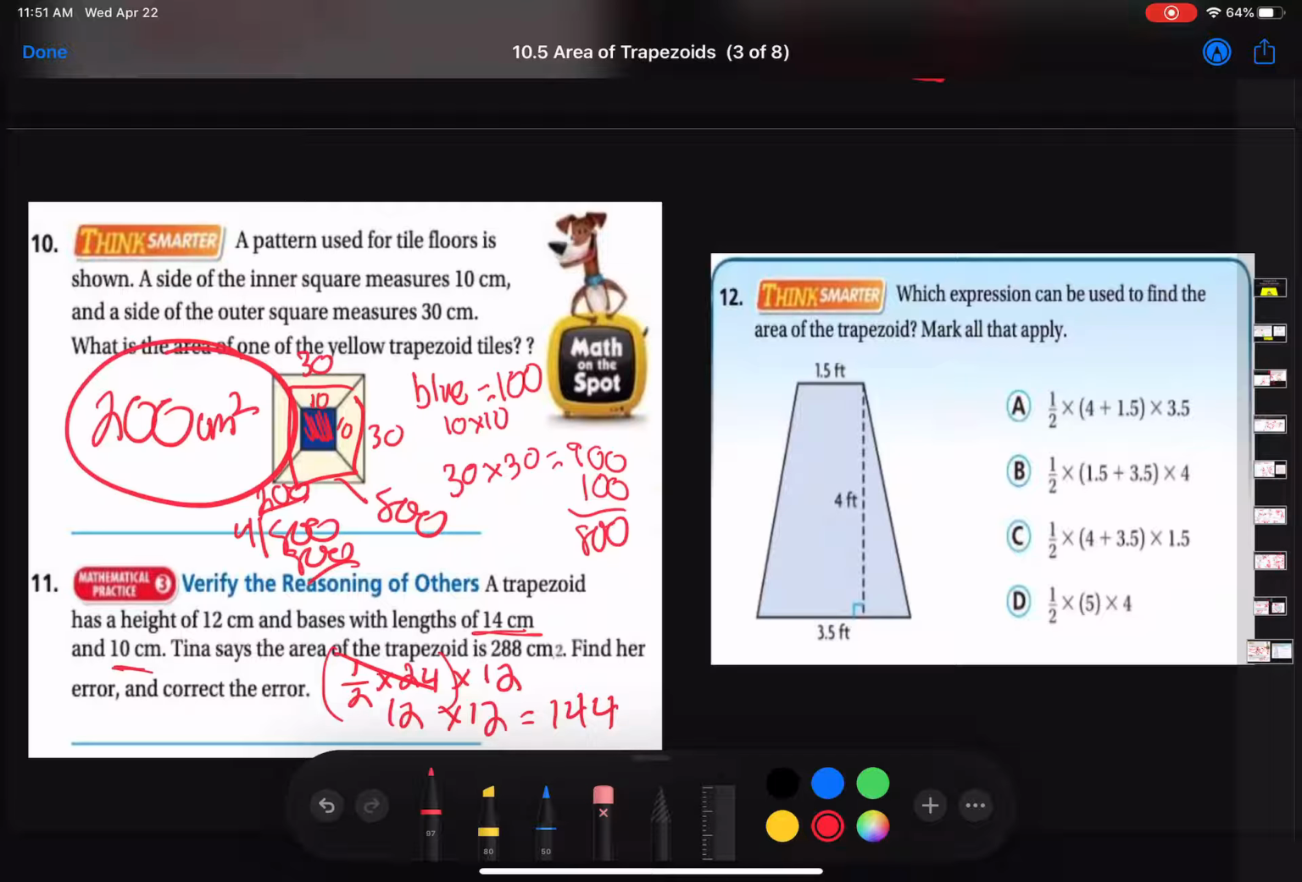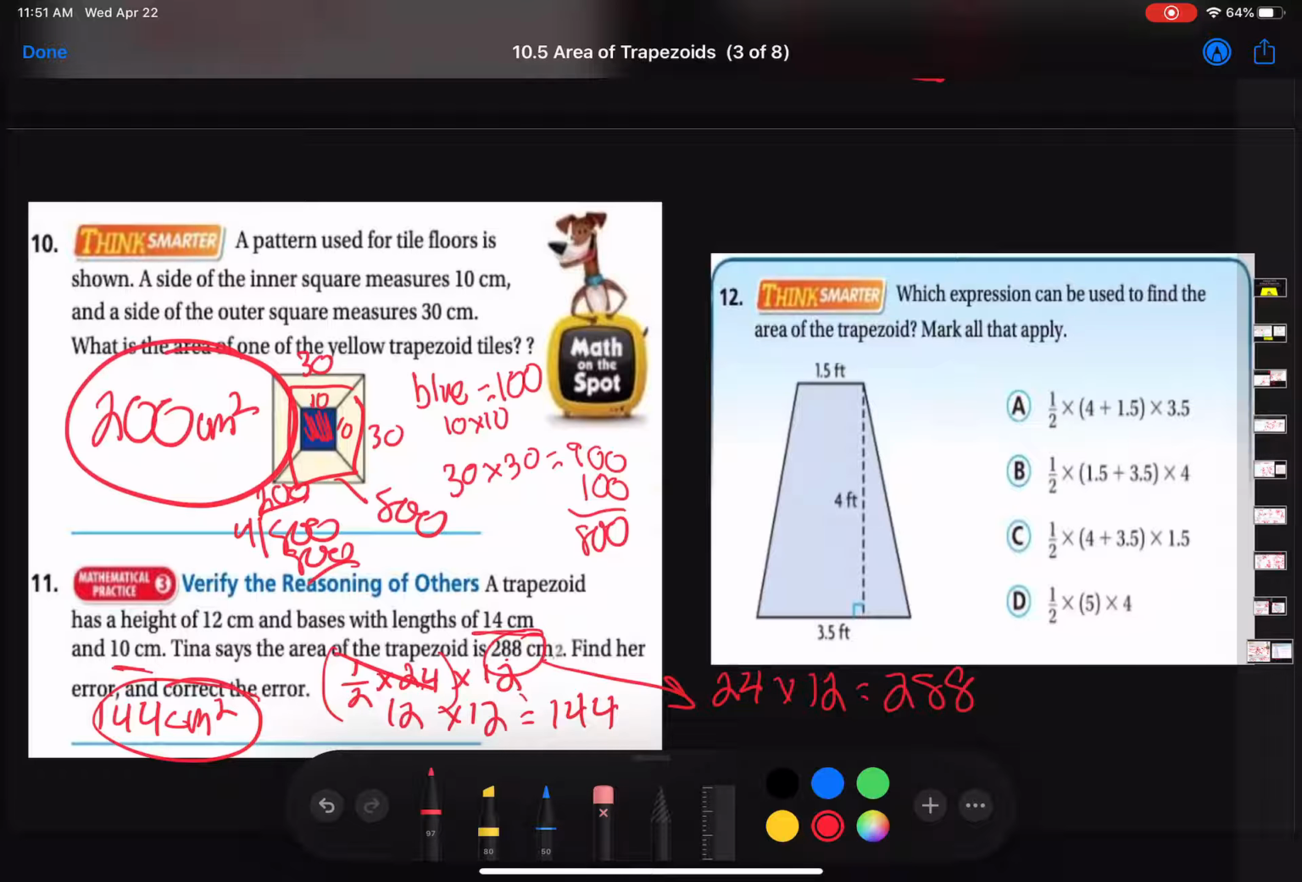So she's wrong here because she says the area of the trapezoid is 288. No, the area of the trapezoid is 144 centimeters squared. The reason why she got 288 is because 24 times 12 gives you 288. She didn't half it. That's what she did wrong. She did not divide by 2 once she multiplied 24 times 12. And so because she didn't half it, she got 288 instead of the correct answer of 144.